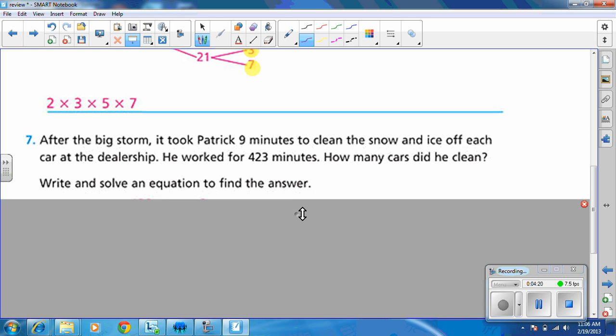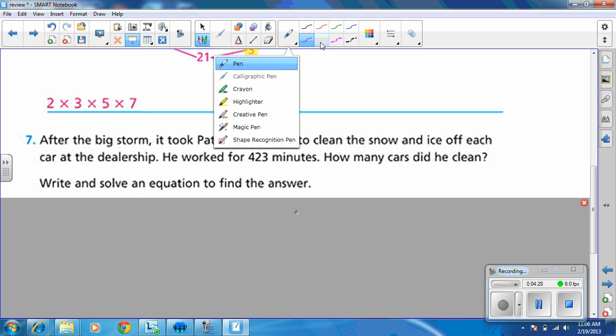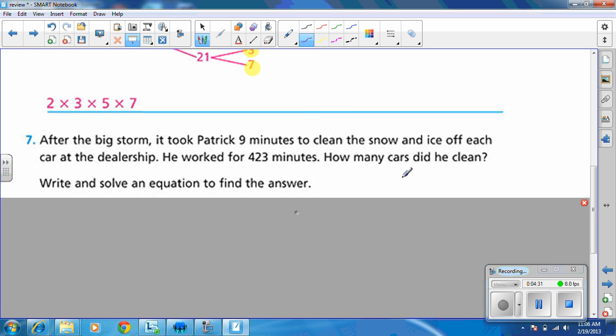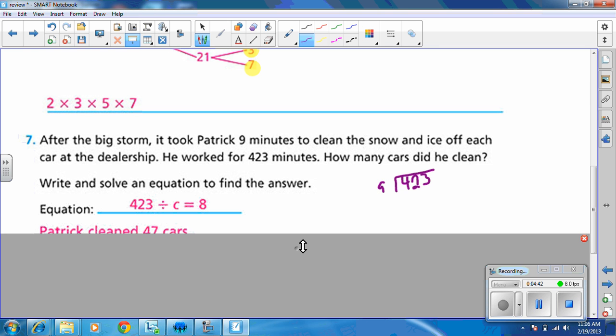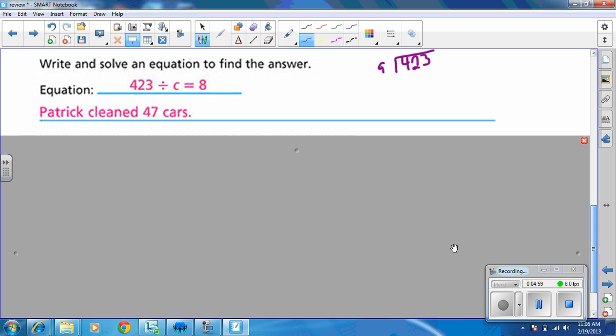After a big storm, it took Patrick 9 minutes to clean the snow and ice off of each car at the dealership. He worked for 423 minutes. How many cars did he clean? This is a division problem, okay? So you're going to take 423 and divide that by 9. If you haven't done this yet, you can pause the video and do that, but hopefully you already have done this. When you divide that out, you're going to find that he was able to clean 47 cars, okay? So there's our equation and our solution to it.